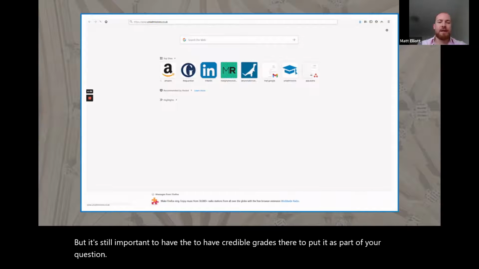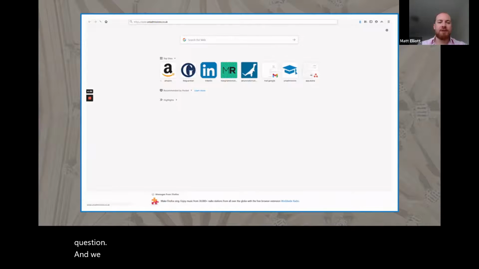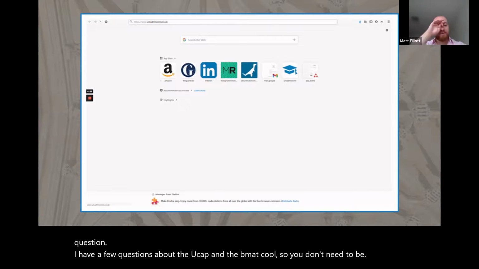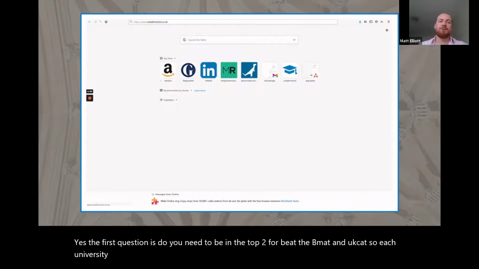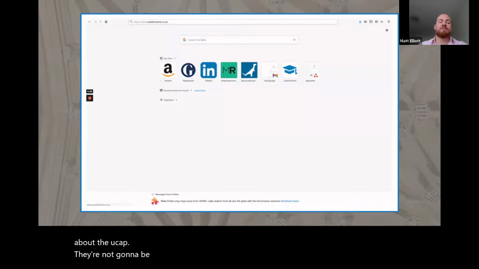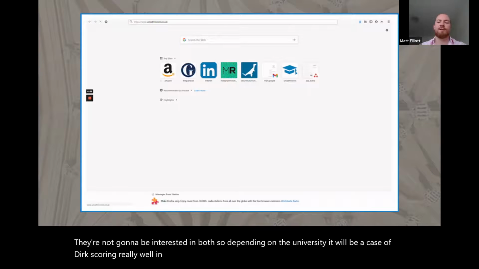And we have a few questions about the UCAT and the BMAT. Yes, the first question is: do you need to be in the top 2% for BMAT and UCAT? Each university only looks at one. Some universities care about the BMAT, some universities care about the UCAT. They're not going to be interested in both. So depending on the university, it'll be a case of scoring really well in whichever one it is that university cares about.